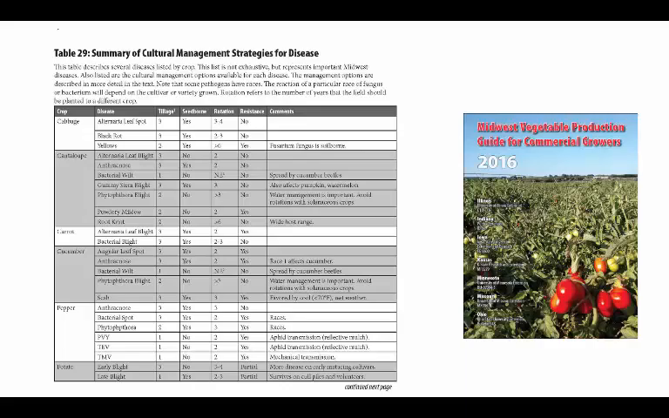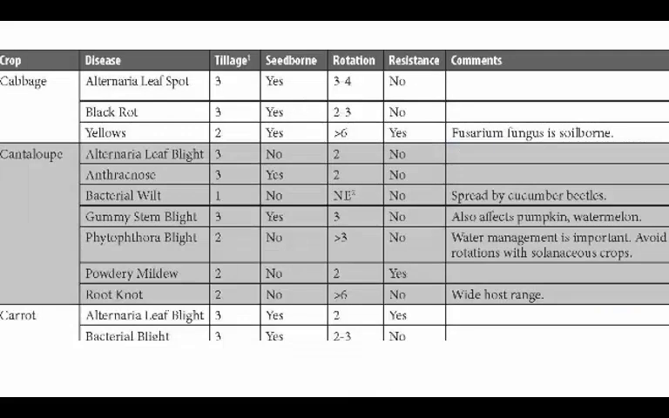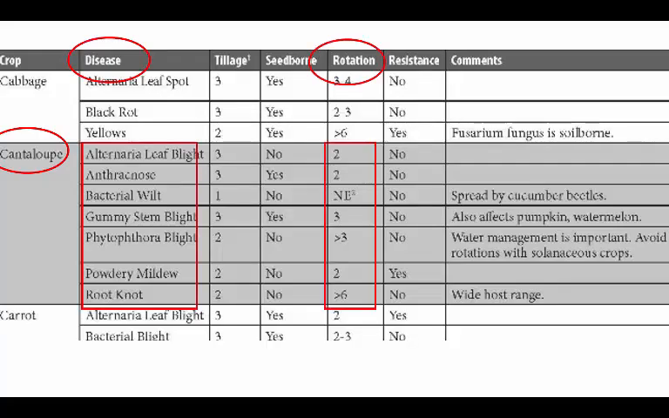Here is part of a table from that Midwest Guide, and it lists different crops, the common diseases on those crops, and then there are columns related to some of the cultural practices. So here, let's zoom in and we'll just look at cantaloupe for a minute. Here is the column of diseases, and we'll just look at some of the pieces here. Here's the crop rotation column.